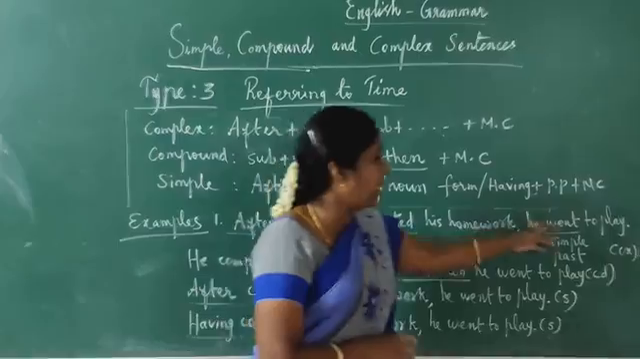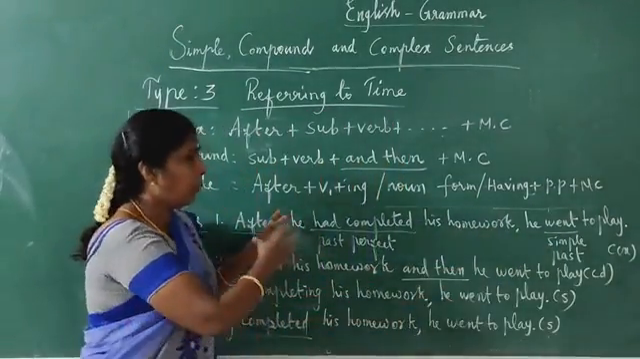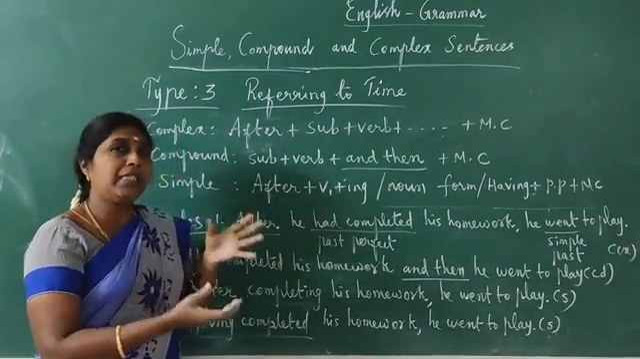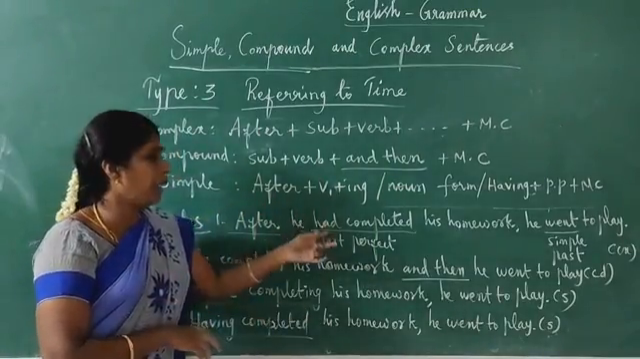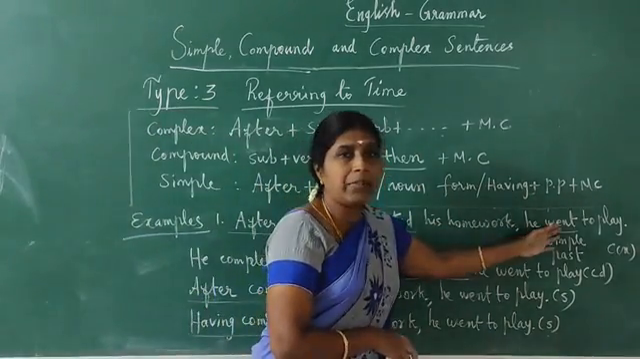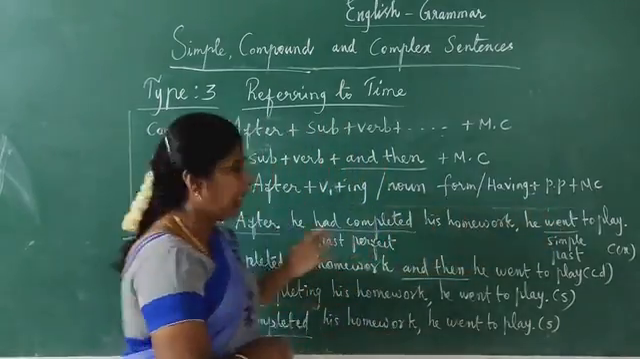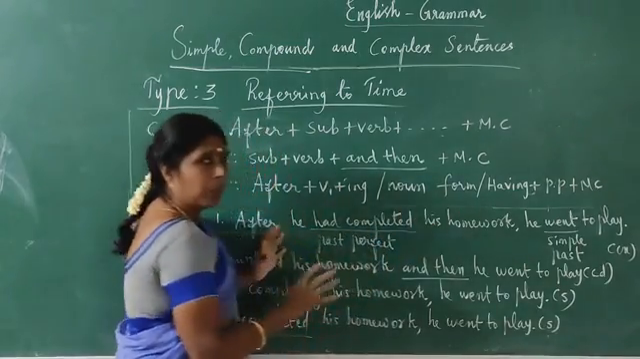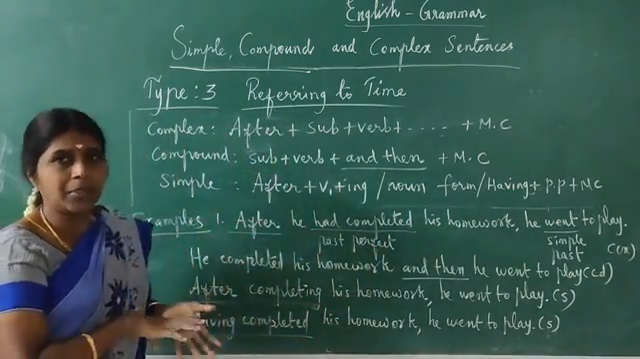Here, "went to", what tense? Past tense. Here are two past incidents. So whichever one took place earlier, we have to write with past perfect tense. The second incident we should write with simple past tense. Here see this incident: completed his homework, he went to play. Both took place in the past only.